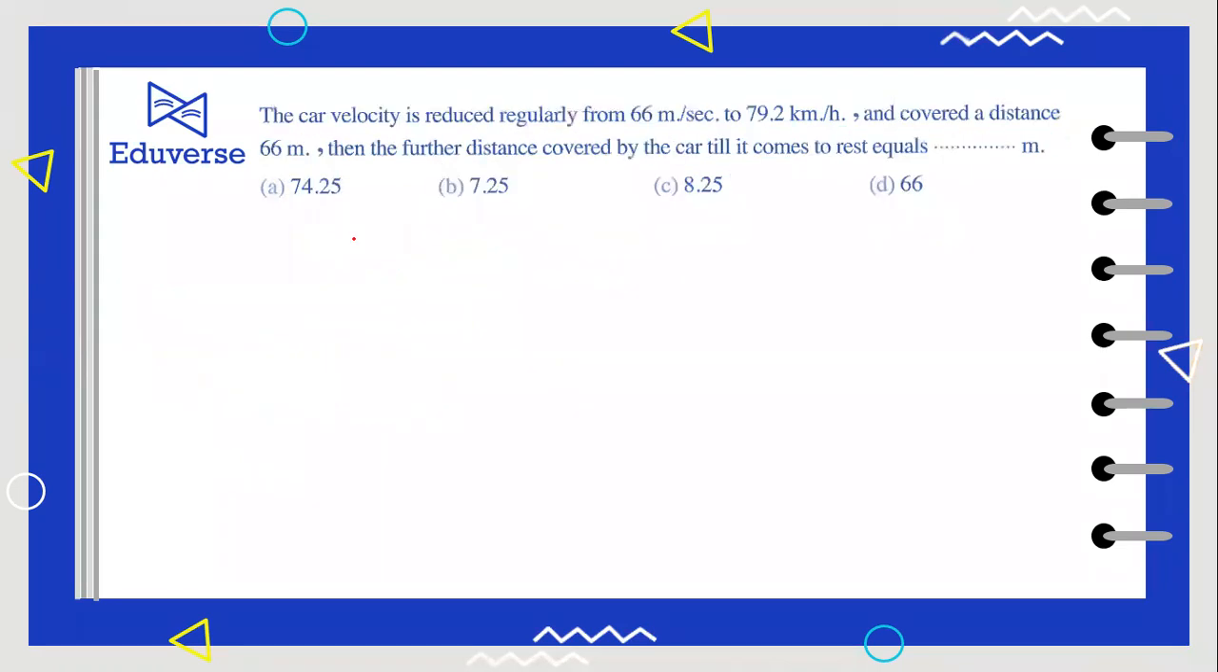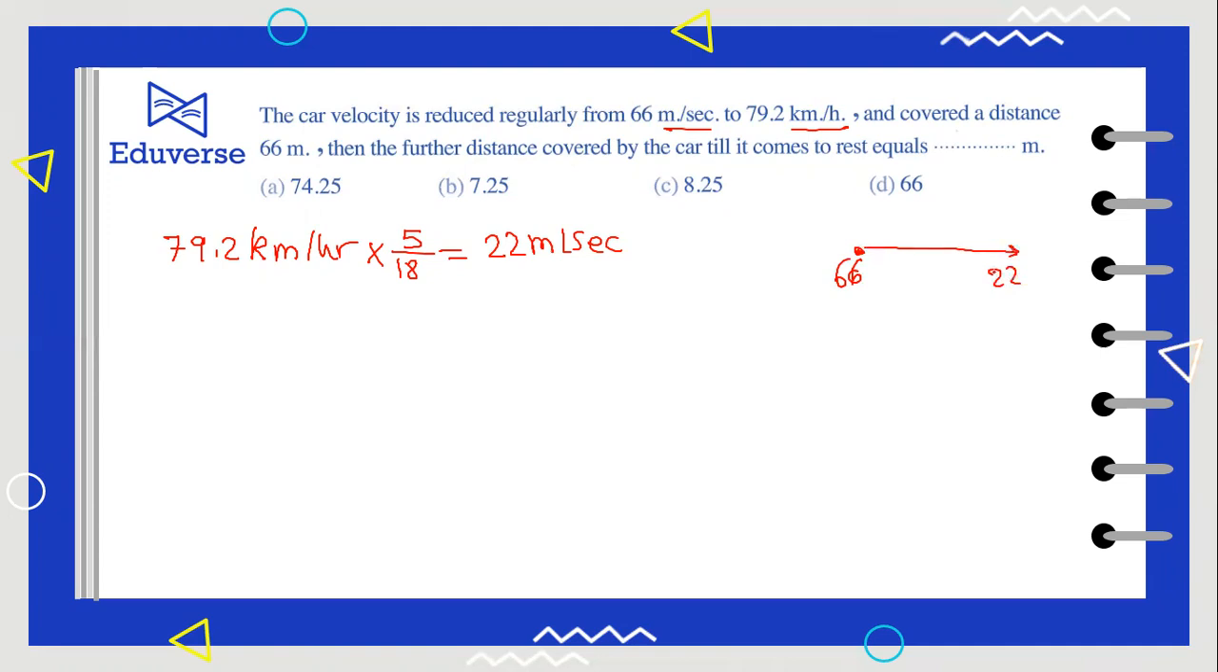Next, the car velocity is reduced regularly from 66 meter per second to 79.2 kilometer per hour. They have different signs, different units. Firstly, I must convert, okay? 79.2 kilometer per hour multiplied by 5 over 18 will be 22 meter per second. Okay, then the velocity of the car is reduced from 66 to 22 meter per second.